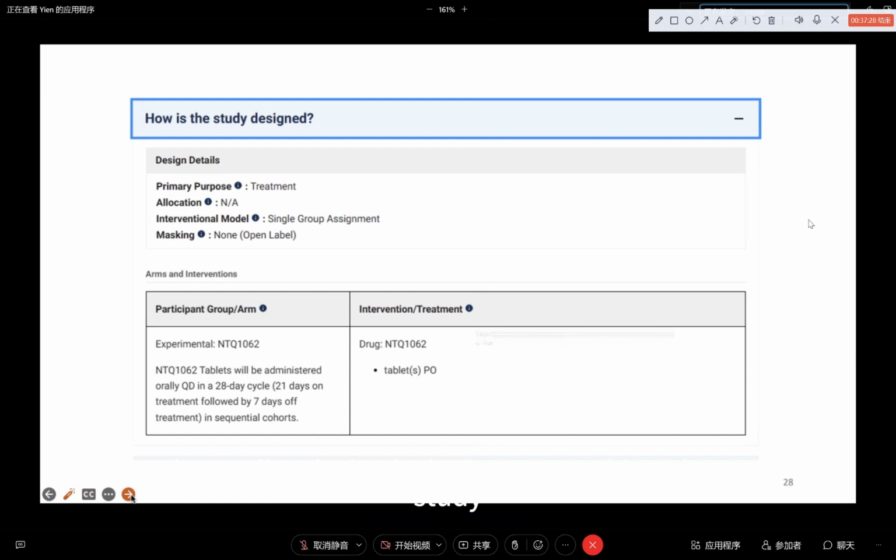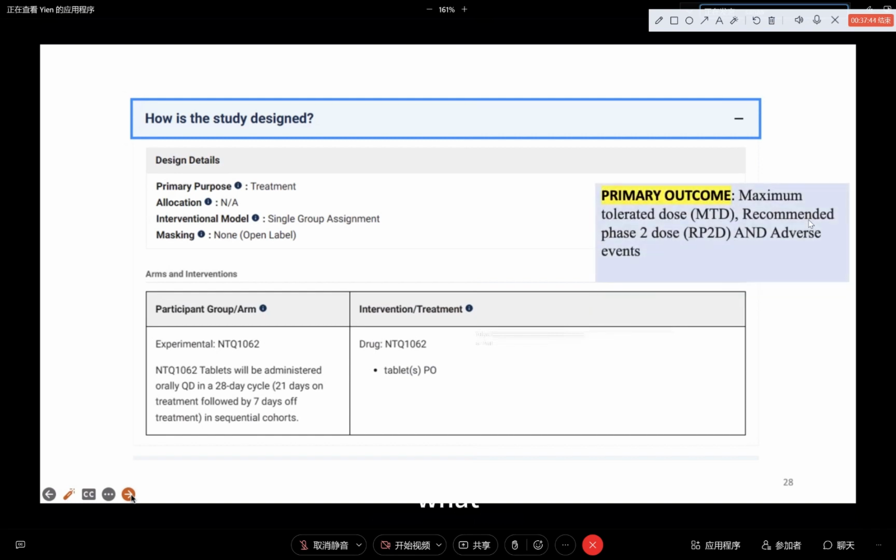The important thing about the study that we are reading about is the study design. First, this study is about treatment, as I mentioned. There's no allocation because it's single arm, and the interventional model is single group assignment, and there's no masking. All the patients know what they will get as an intervention. In the study, we have to look at the primary outcome, what they are looking for. The primary outcome is the maximum tolerated dose, the recommended phase 2 dose, and also adverse events.